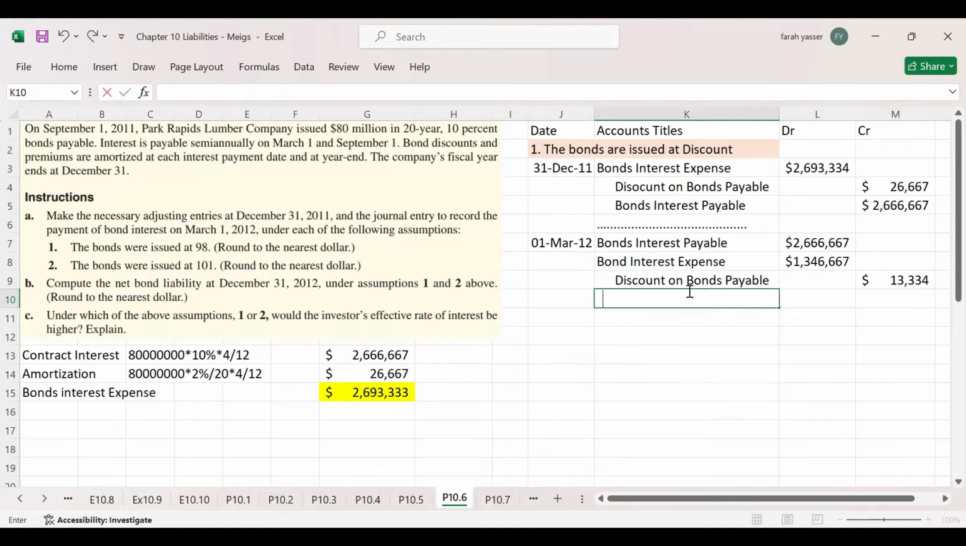and then at last, the cash will be paid. The calculation of cash payment is simple. That is 80 million is the bond, and rate of interest is 10%. This 10% represent annual interest, whereas we are paying semi-annual interest, so divided by 2. So this 4 million is the cash payment of the interest on 80 million bonds.